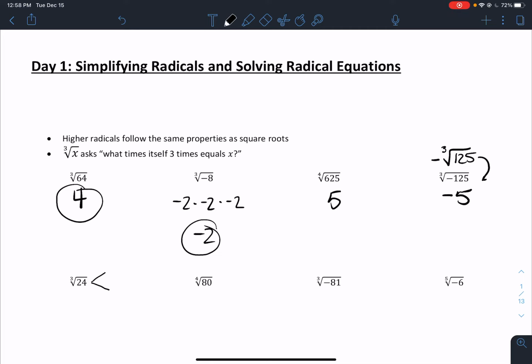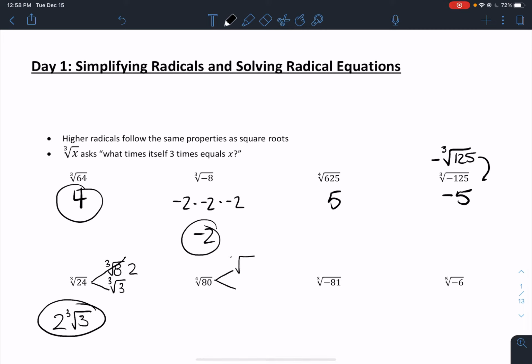So, we can split this up the same way that we split up radicals before, right? So the cube root of 24, we can split that up into the cube root of 8 times the cube root of 3. The cube root of 8 is 2, so it's 2 cube roots of 3. The fourth root of 80, we can split up into the fourth root of 16 times the fourth root of 5. The fourth root of 16 is 2, so it's 2 fourth roots of 5.